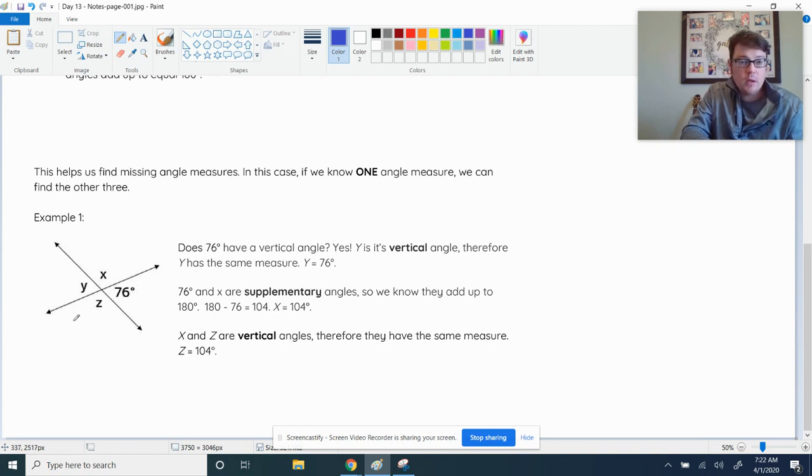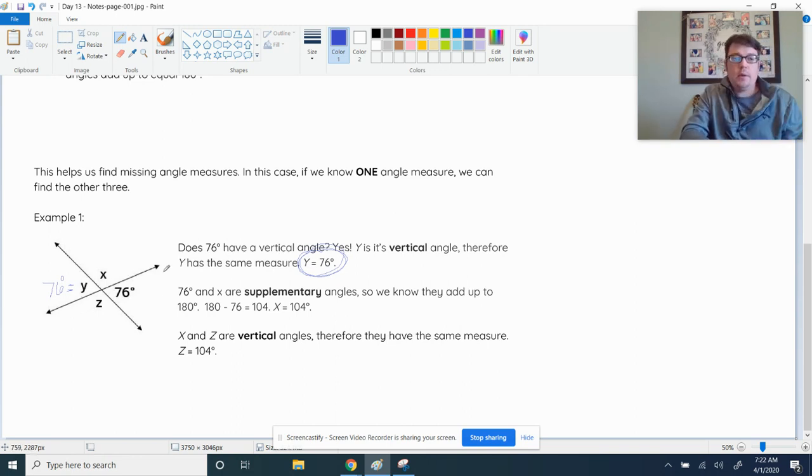Now, very quickly, we can know what y is. Because y is vertical to 76, we know that they're equivalent. Therefore, y is 76 degrees. So that's easy enough. When they're vertical and you know one, the other one on the opposite side of the intersection is equivalent to it. So that makes that really easy.